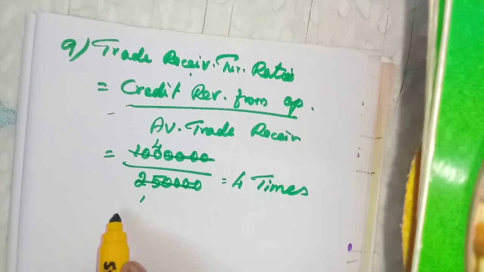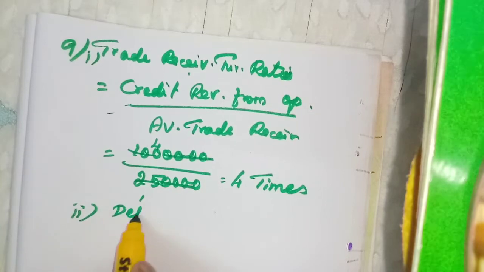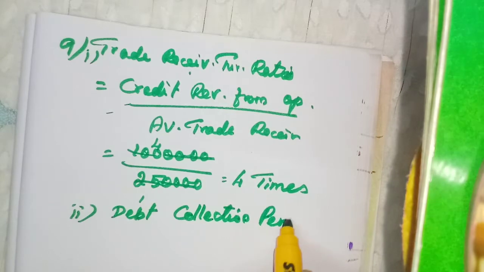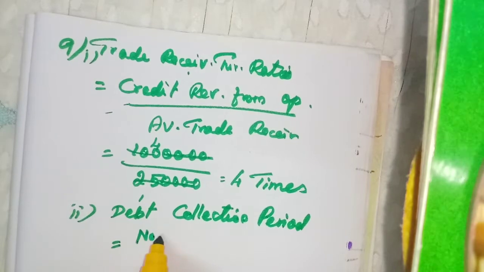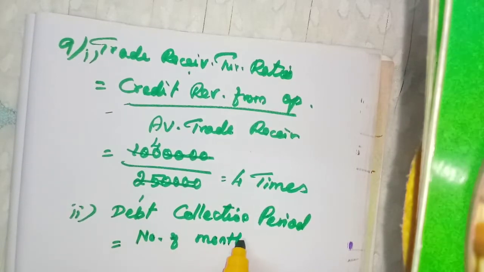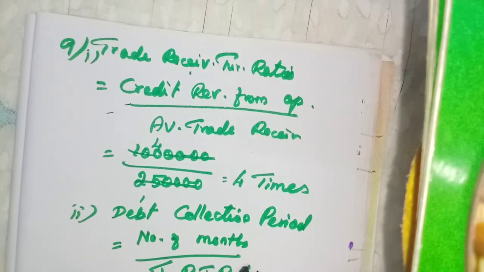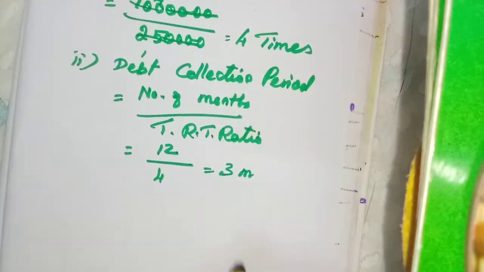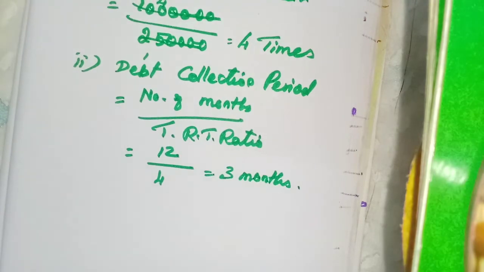Now what is asked? The collection period, this is the first part. The second part, debt collection period: number of months divided by trade receivable turnover ratio. Number of months 12 divided by ratio 4, so 3 months. Okay, have you understood the second ratio?